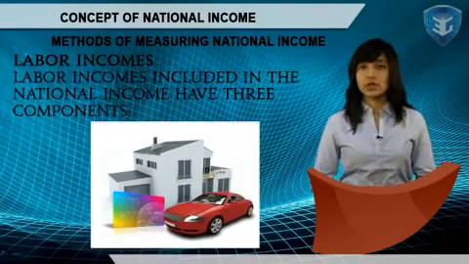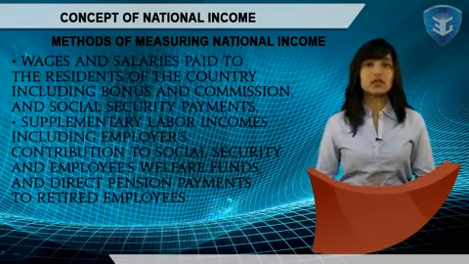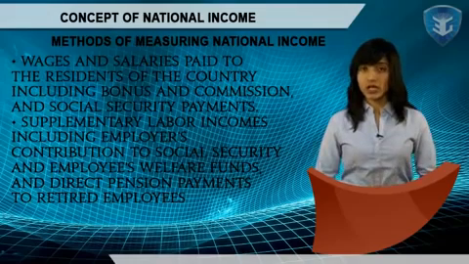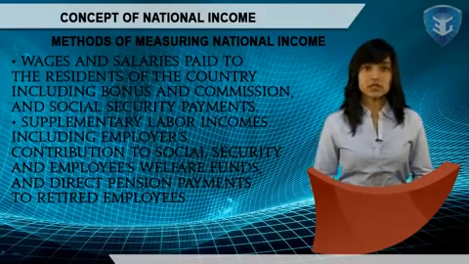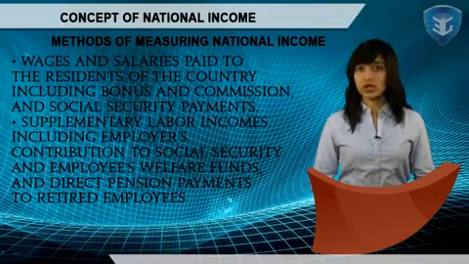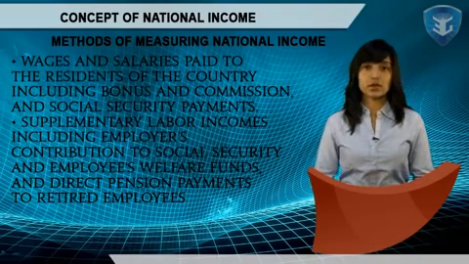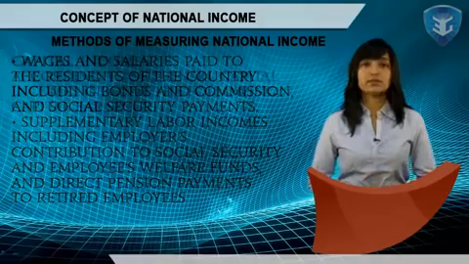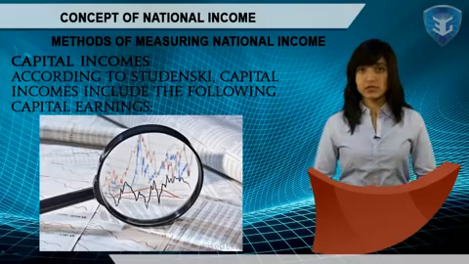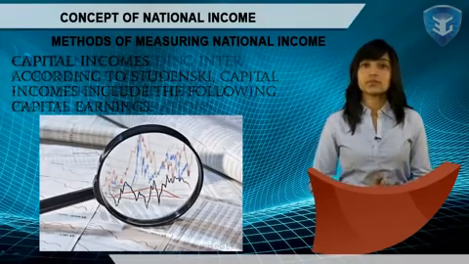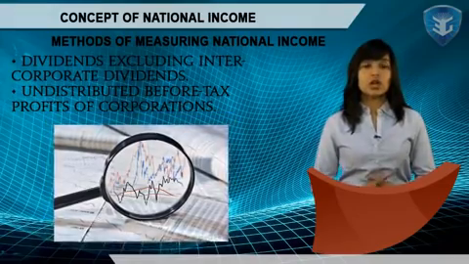Labor incomes. Labor incomes included in the national income have three components: wages and salaries paid to the residents of the country, including bonus and commission and social security payments; supplementary labor incomes, including employees' contribution to social security and employees' welfare funds and direct pension payments to retired employees. Capital incomes. According to Studentsky, capital incomes include the following capital earnings: dividends excluding intercorporate dividends, undistributed before tax profits of corporations.